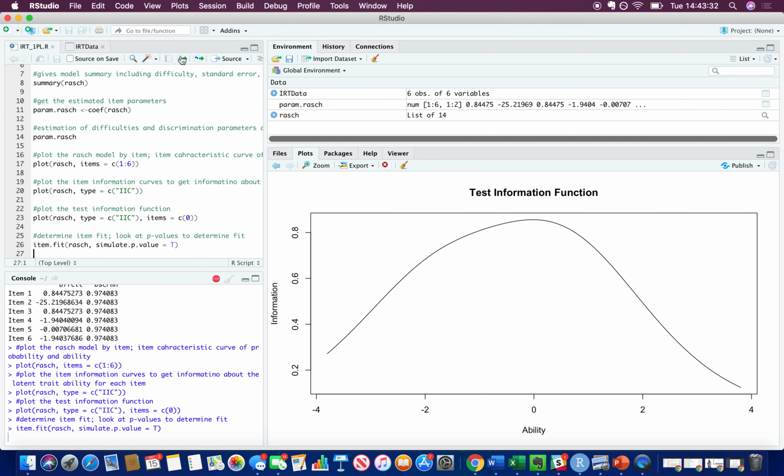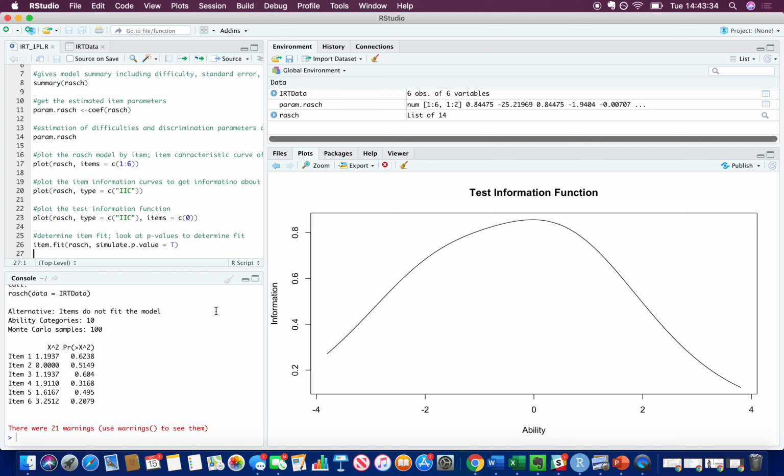And then this last one is to look at item fit. So you look at the p-values to determine overall fit of the items within the test. And smaller p-values are going to indicate that the items do not fit the model well, and different IRT models should be considered when looking at how to differentiate these items.